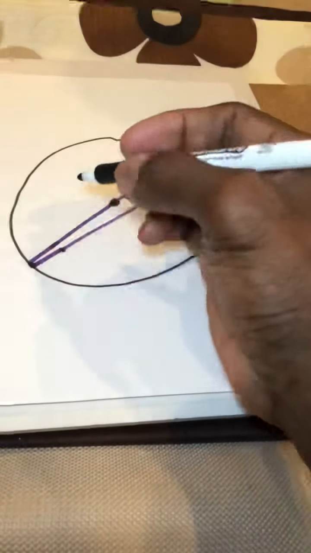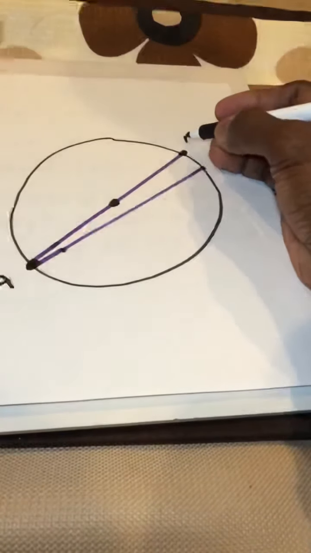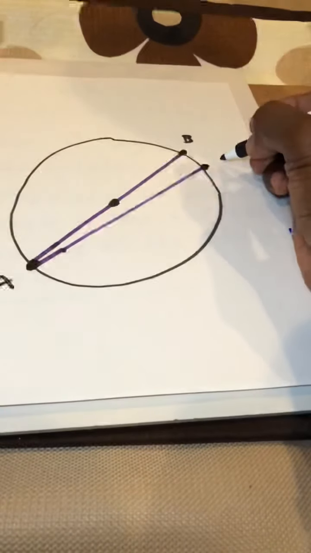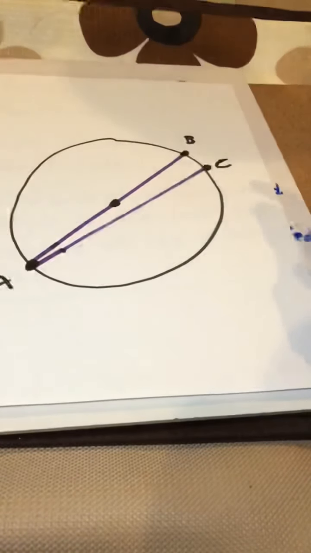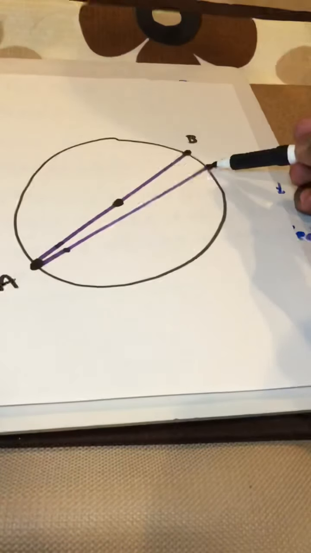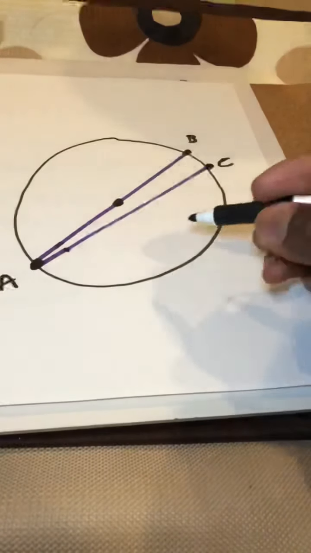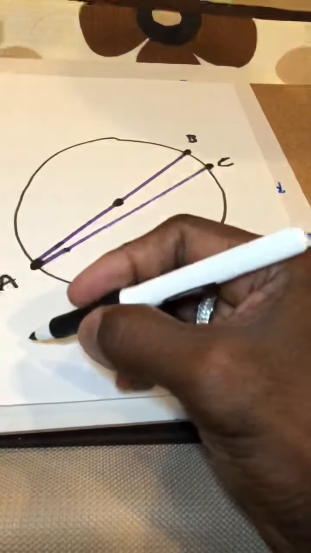Okay, now I'm going to label this point here A, this point here B, and this point here C. Now, BC is an arc, AC is an arc, and AB is an arc.